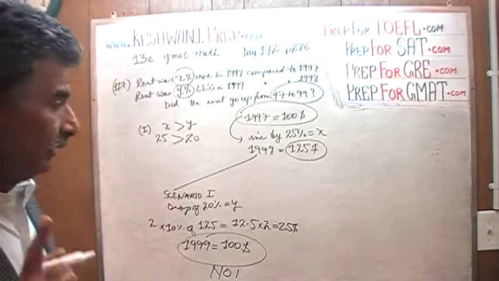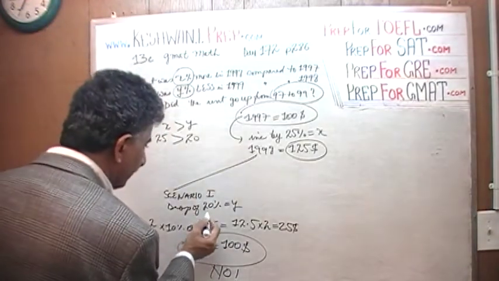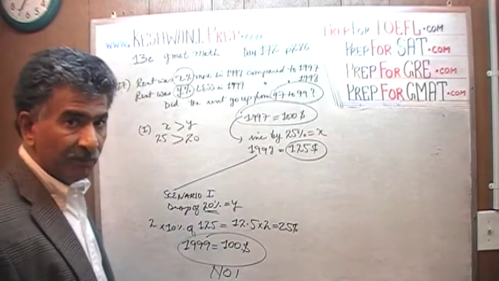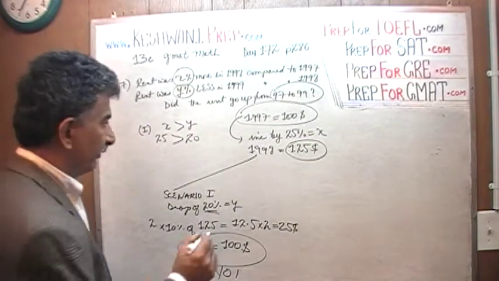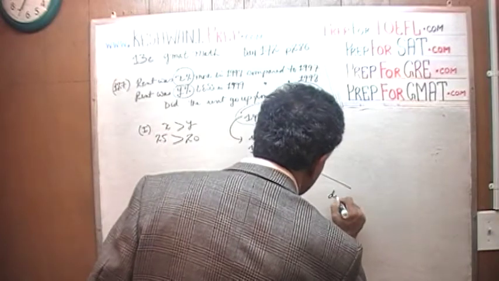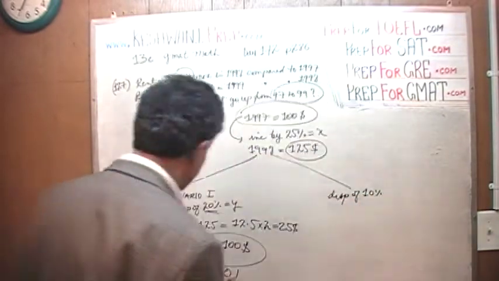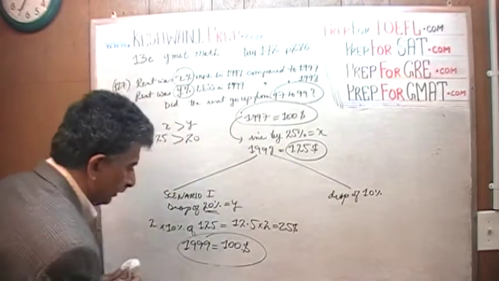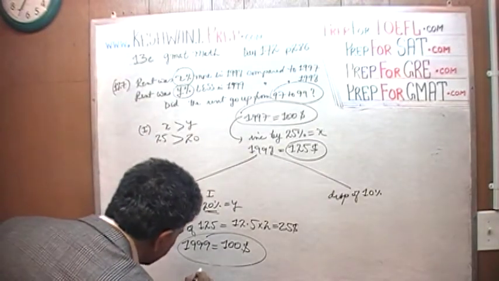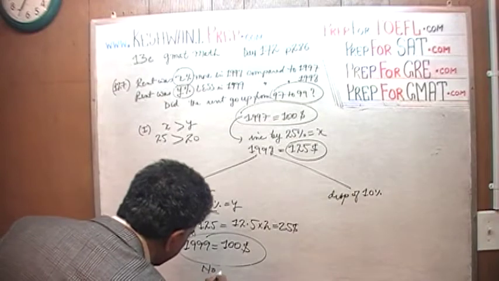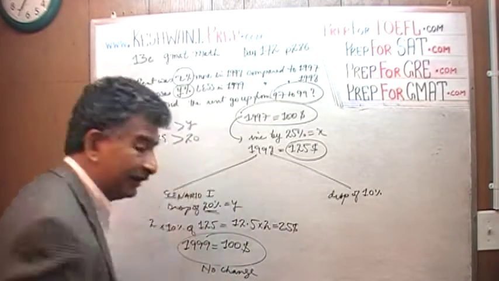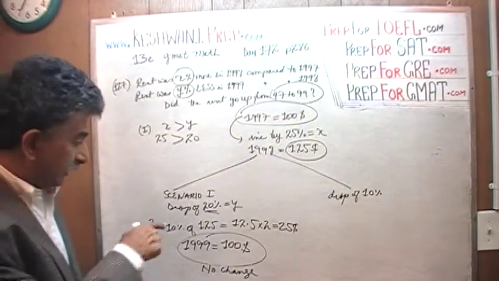That's one possibility. But what if the rent, instead of dropping by 20%, had dropped by something less than 20%? A drop of, let's say, 10%. So here the answer is there is no change. No change here. The rent did not change at all. I'm going to show you 3 scenarios. Here there is no change.